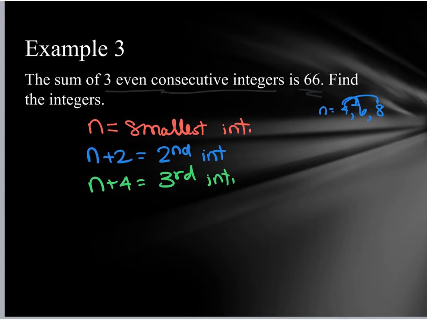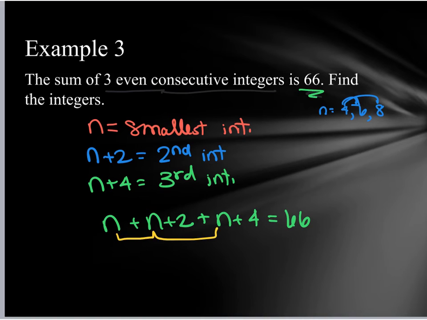So now, again, I know it's a sum. I know it equals 66. So if I go n plus n plus 2 plus n plus 4, I know that this is going to give me a sum of 66. I'm going to go ahead and collect my like terms. So I have 3n, plus, and then I have 2 plus 4, which are my constants. So this gives me 6, and I know that this equals 66.